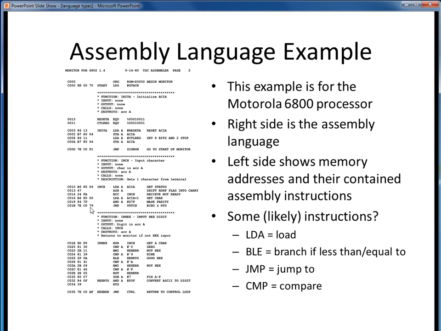Again, I'm not familiar with the particulars of Motorola 6800 assembly language, but we can make some reasonable inferences. For example, the LDA instruction is probably some type of memory loading, while the JMP is probably a jump instruction, and the CMP is probably a compare instruction. Assembly is still a little challenging to program with, but I think we can agree that it's definitely a useful step up from machine language, right?